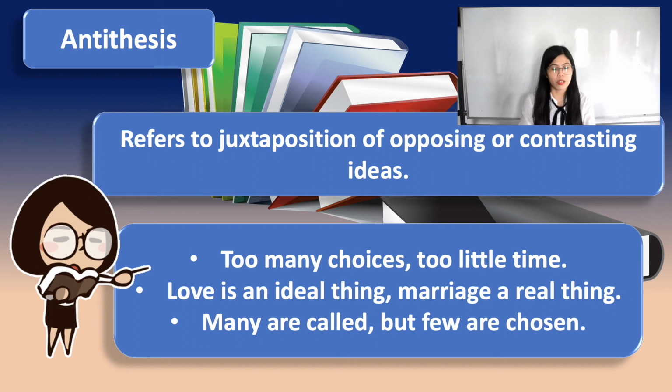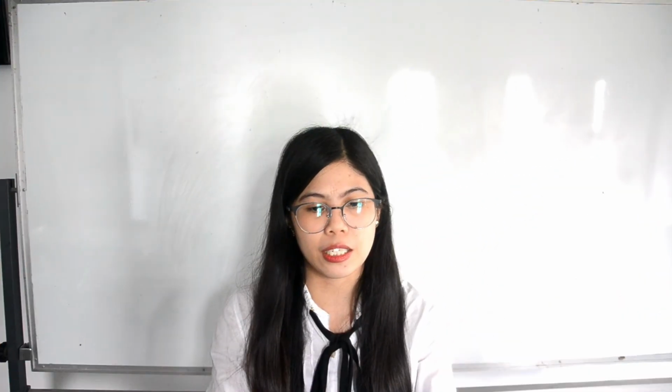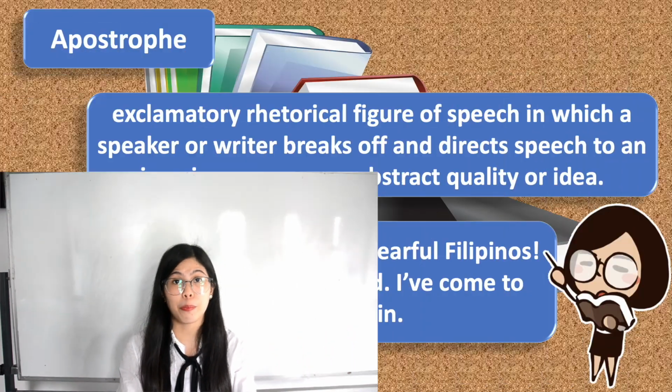Next example. Love is an ideal thing, marriage a real thing. So there's a contradiction in saying that it's okay to admire love, but it's much better if both of you end up marrying each other. We also have another example. Many are called, but few are chosen. So those are antitheses. Next, we have apostrophe.